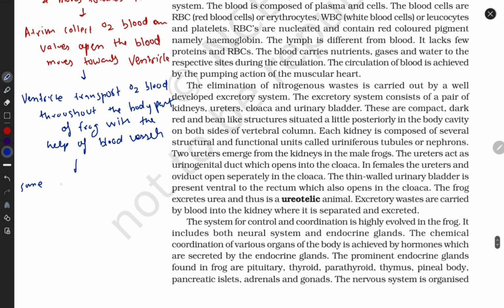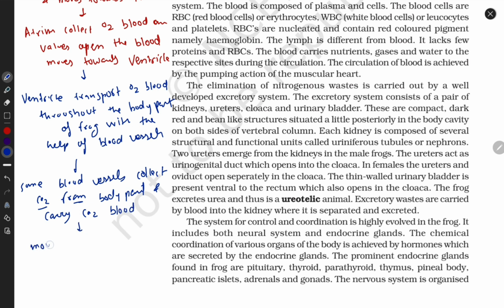Next, some blood vessels collect CO2 from body parts and carry CO2 blood. Where does it move towards? It moves towards another atrium and ventricle.